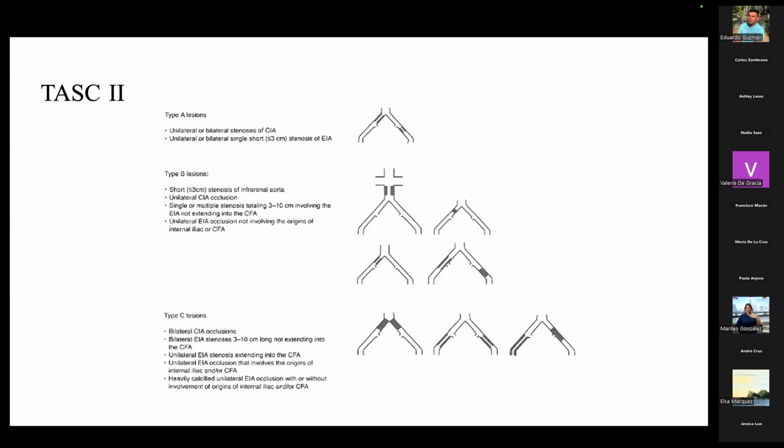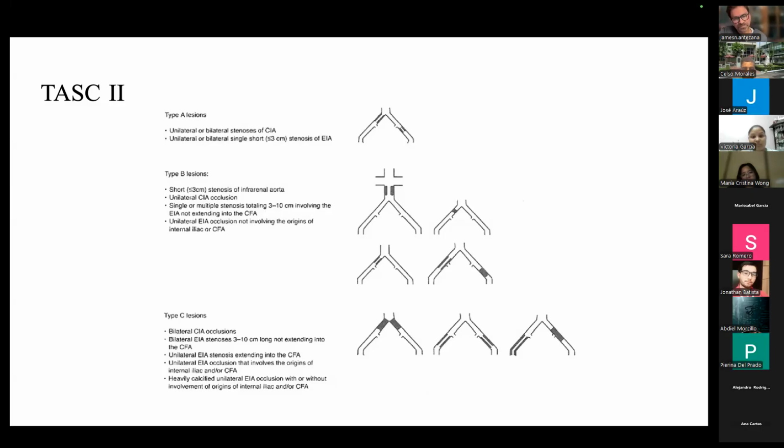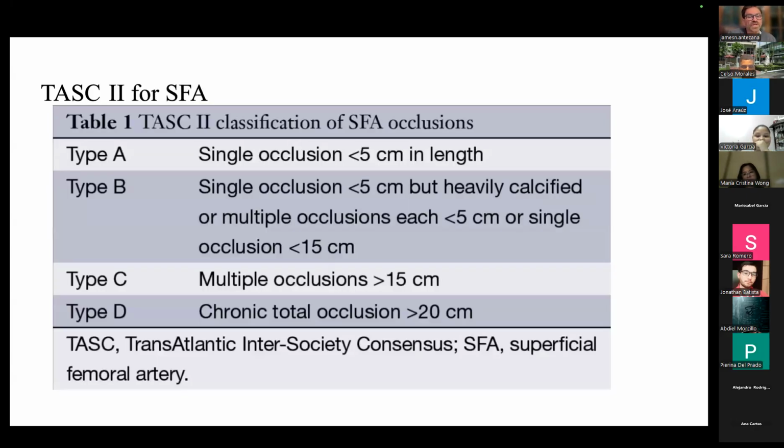The type C is more extensive, and these are the patients that traditionally we treat with open procedures. However, with the advent of endovascular approaches, minimizing patient risk, we've been able to do these endovascularly. There's also a TASC D classification, which is for chronic total occlusive patients, which in those cases, you go in there and you find yourself with concrete.